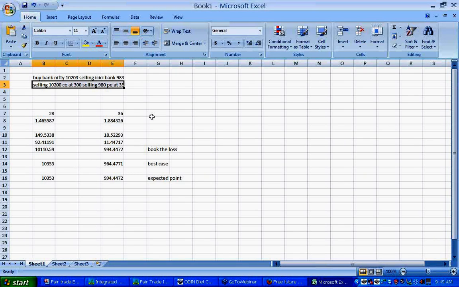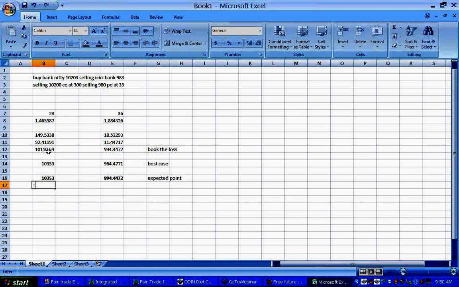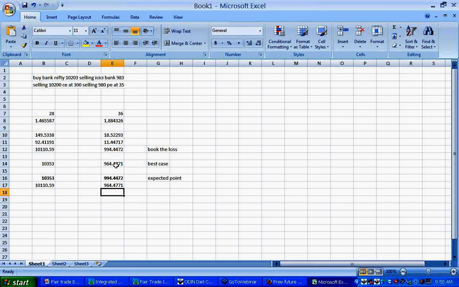We have sold a 10,200 call option and 980 put option at 35 and at a price of 300. Because it is the first day of our settlement cycle, we are expecting the profit booking point to be 10,353 and 995. Or one more point also we can get for the profit booking: either Bank Nifty should fall down to here, same time this also should fall down to 964. This is also expected. These are the points we are expecting, wherein we will book the profit for the intraday trade.